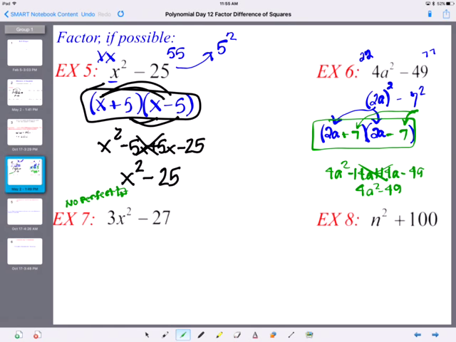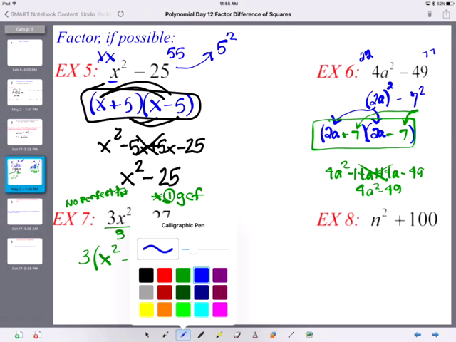Okay, well, what am I supposed to look for first when I factor? Oh yeah, I'm supposed to always look for a GCF first. Well, let's see. 3 and 27, they are both divisible by 3. So if I factor out a 3 first, 3x squared divided by 3 is x squared. 27 divided by 3 is negative 9.